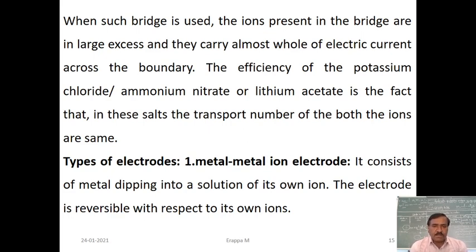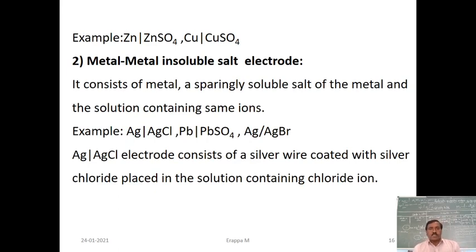Next is types of electrodes. One is metal ion electrodes. It consists of a metal dipping in a solution of its own ions. The electrode is reversible with respect to its own ions. Examples are a zinc rod placed in zinc sulfate solution and a copper rod placed in copper sulfate solution. Number 2, metal insoluble salt electrode. It consists of a metal and a sparingly soluble salt of the metal, in a solution containing the same ions. Examples: Ag/AgCl, Pb/PbSO4, Ag/AgBr.